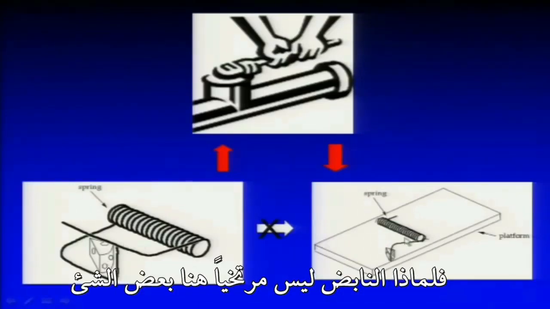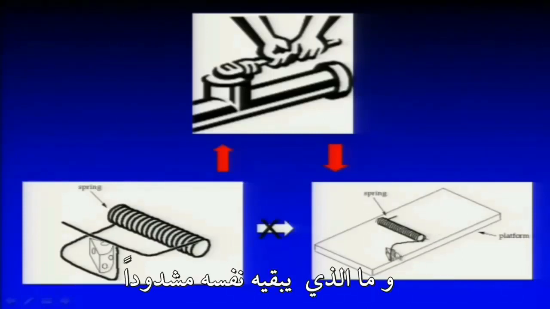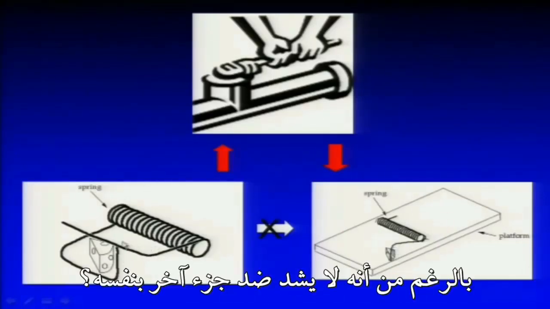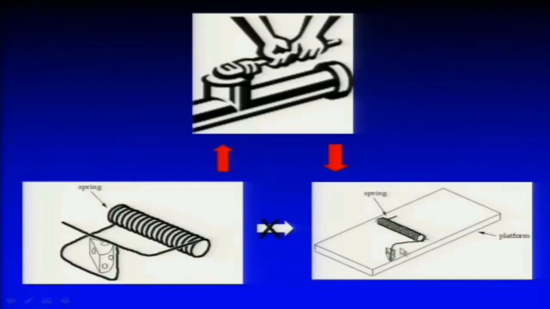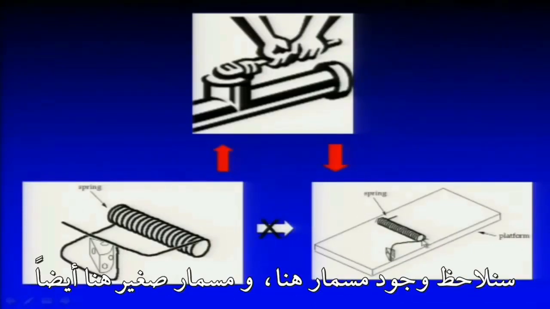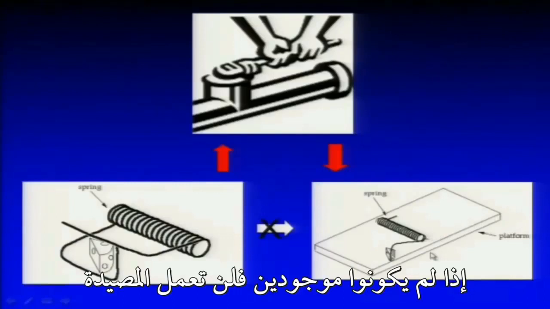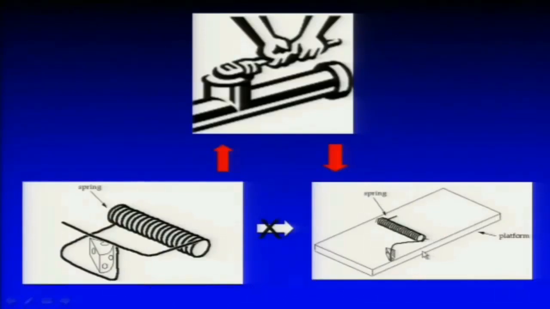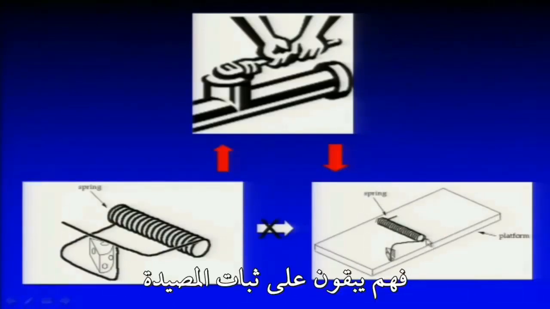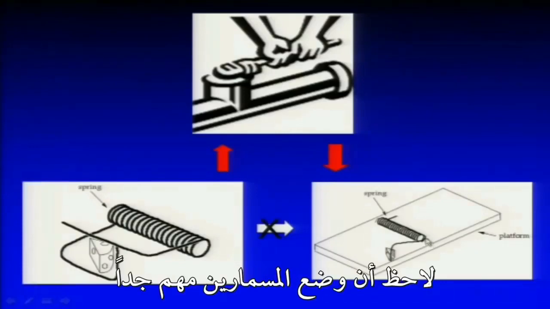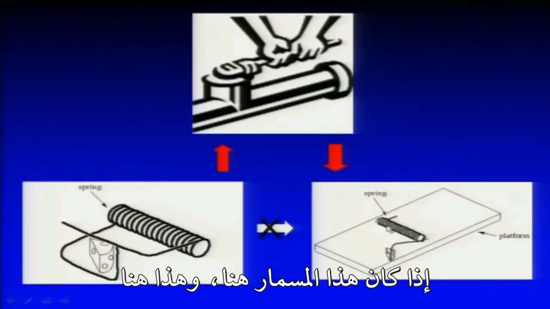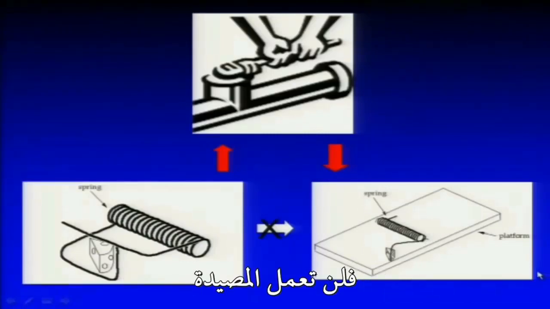Why doesn't the spring here kind of spring and relax? What's keeping it under tension? It's not hitting against another part of itself again. Well, if you look real close, you'll notice here's a little staple here, and here's another little staple over here. If it weren't for those staples, the trap wouldn't work. They're keeping it under tension. Not only that, notice that the placement of the staples is very important. If this staple was over here, that one over here, it wouldn't work.